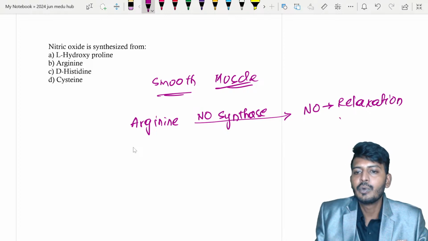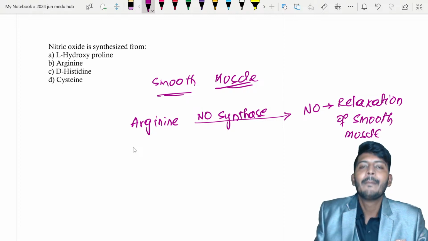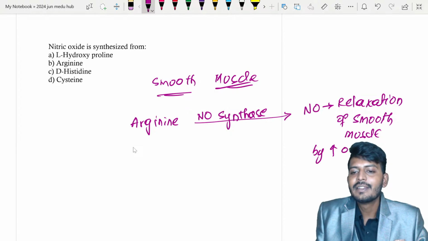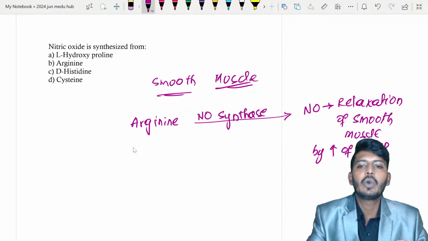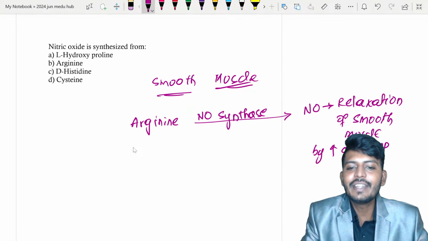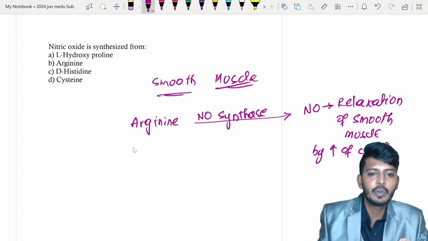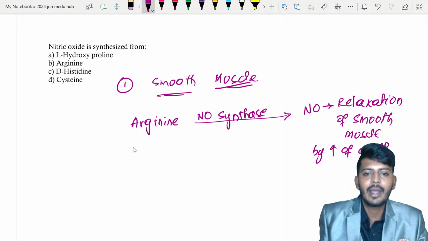Relaxation of the smooth muscle, by doing what? By increasing cGMP. This question was also asked. Even in the pharmacology revision, maybe I told you people this. NO synthase will create NO, which increases cGMP, and that will cause the relaxation of the smooth muscle. That is one location, one function.